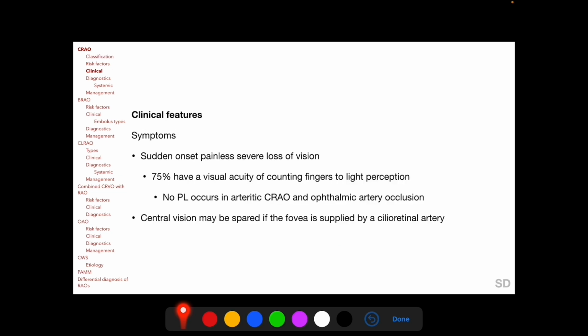CRAO characteristically presents with sudden onset painless severe loss of vision, and 75% of patients with CRAO have a visual acuity between counting fingers to light perception. But no light perception vision in central retinal arterial occlusion is infrequent, probably because of preserved oxygenation to the peripheral retina from the choroid. But no PL vision occurs in the arteritic form of CRAO and ophthalmic artery occlusion, in which the choroidal circulation can also become involved. But central vision may be normal in eyes with CRAO having foveal sparing by the cilioretinal artery.